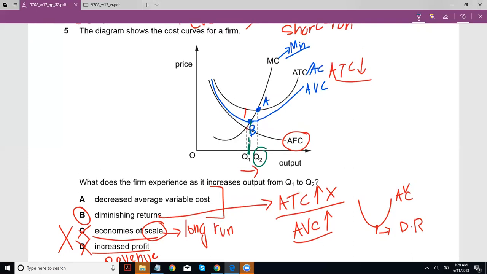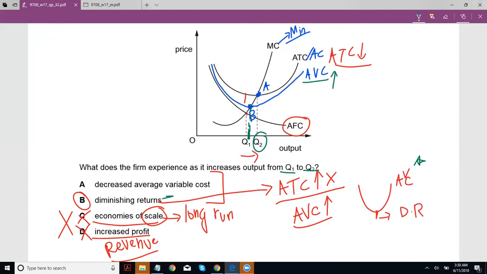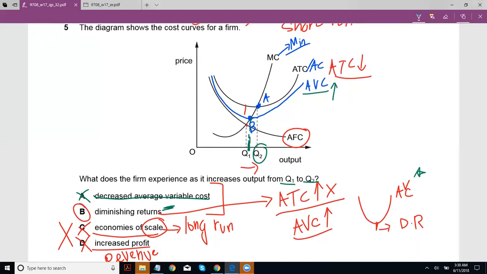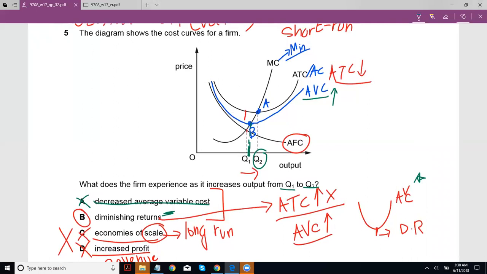So as you increase output from Q1 to Q2, you've already passed the minimum point of AVC. It was decreasing till its minimum point. After the minimum point, there's only one thing that's going to happen: AVC is going to increase. When AVC increases, we just saw this, that is diminishing returns. And it also crosses out A because it says decreased average variable cost, when you know that average variable cost has increased. You know this because the AVC is going to be a little lower than the ATC, and from looking at the marginal cost curve and knowing that it cuts AVC at its minimum point, the minimum point is a little to the left of the minimum point of the average cost curve. Hence, AVC will increase and diminishing returns can be said to have been experienced.